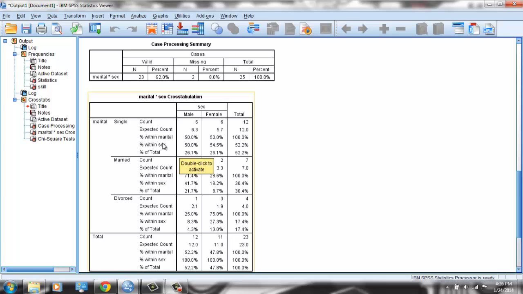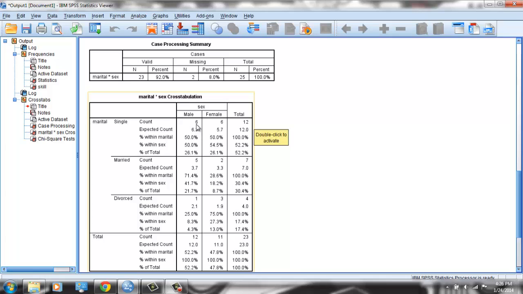So single, percent within marital, right? So within the category of single, 50% of the single people, see there's 12 of them, are men, and 50% are women. Okay? 6, 6, 12. Percent within sex.